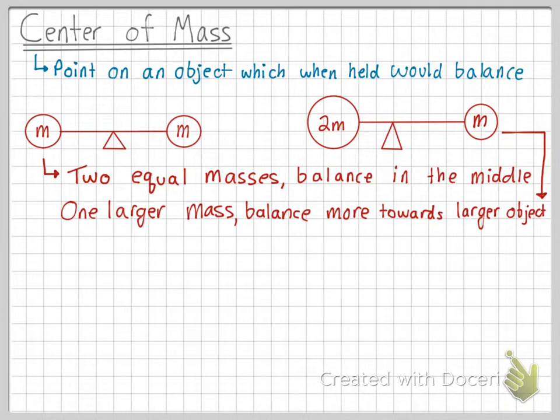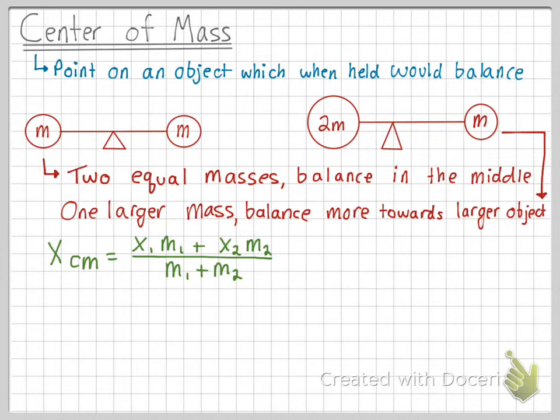If one of the masses becomes a little larger than the other, the center of mass is going to shift towards the larger mass. The equation for the position of the center of mass is simply every single mass times its position added up, divided by the total mass. And the equation for the velocity of the center of mass is simply every single mass times its velocity divided by the total mass.